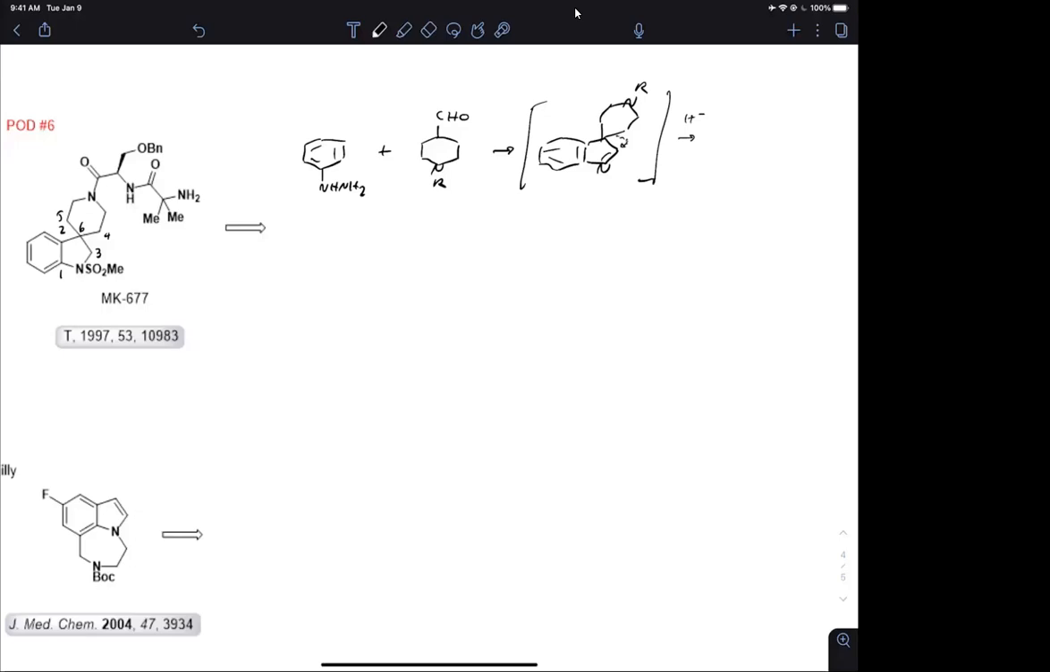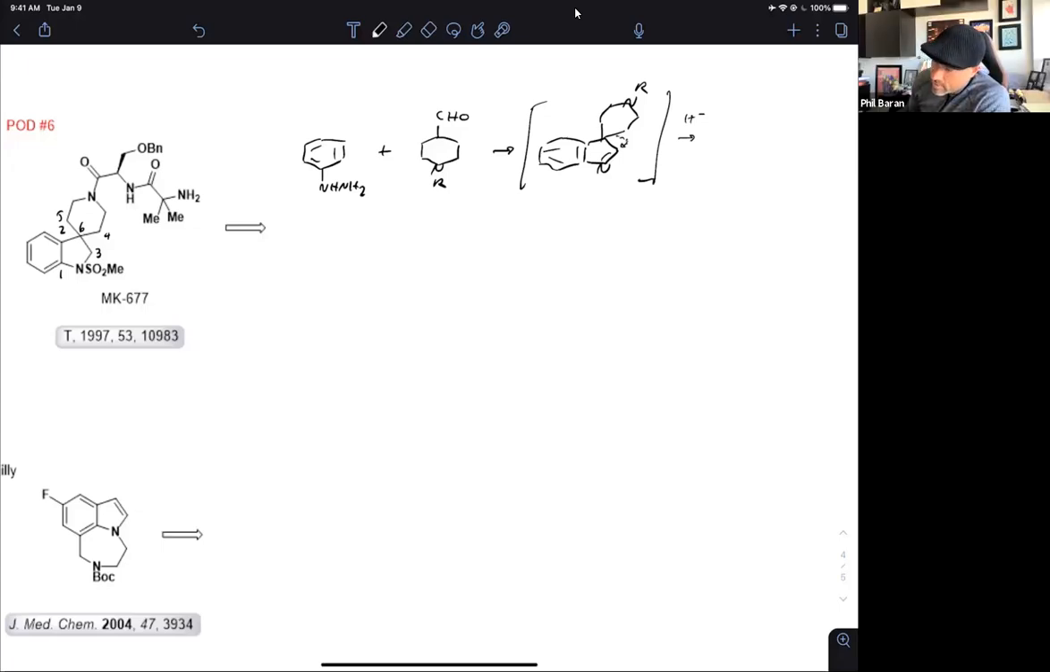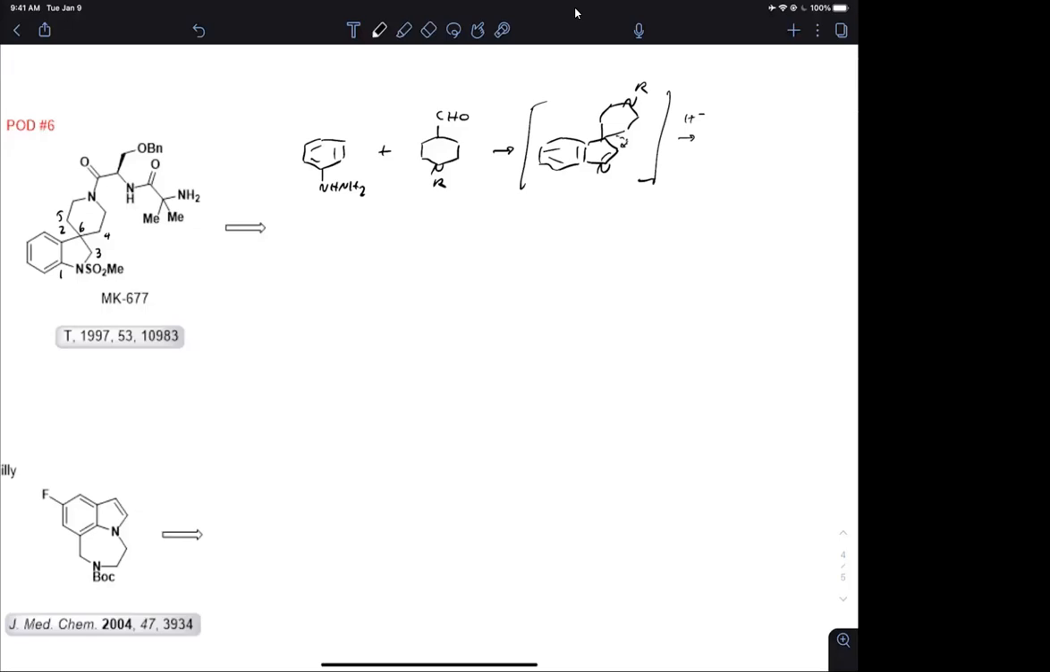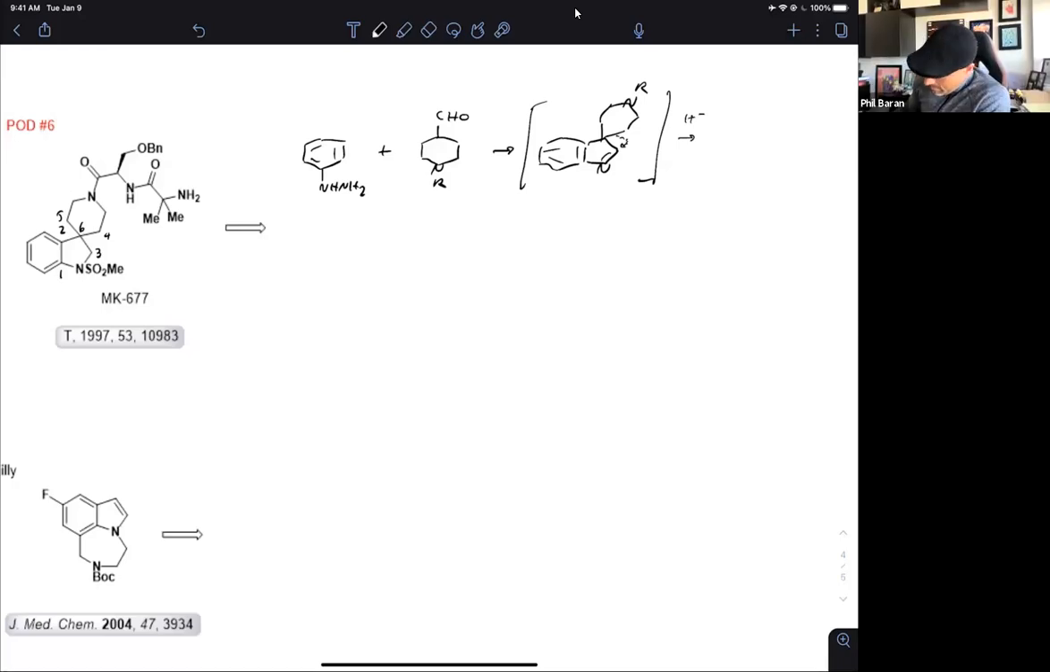How would you prevent the ring shift? You would just quench quickly, in situ quenching with sodium cyanoborohydride or STAB H. Would you have to cool it down? Yeah, you would do it at as low of a temperature as you possibly can.